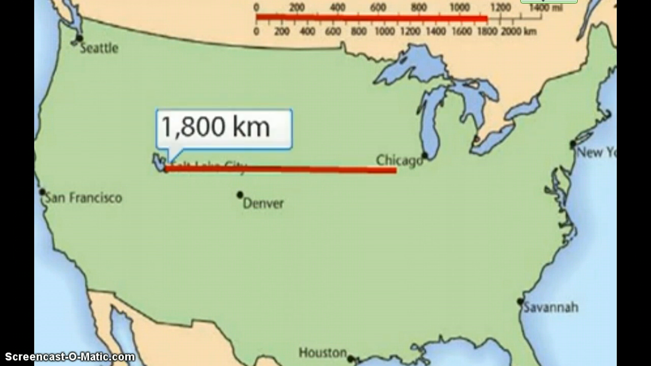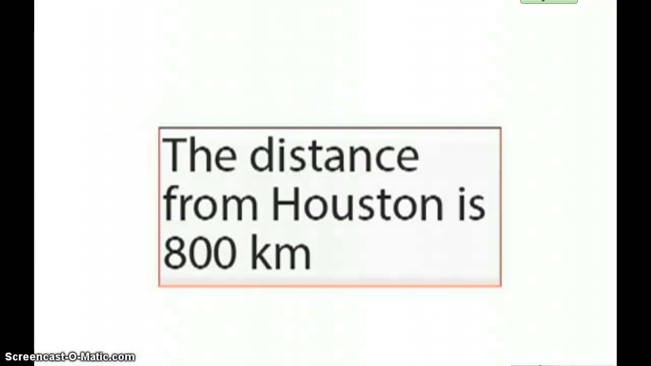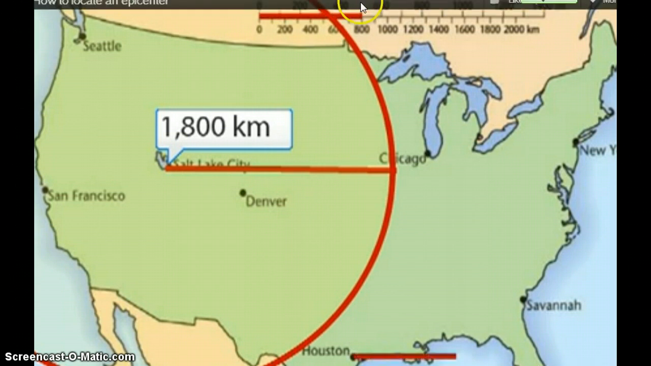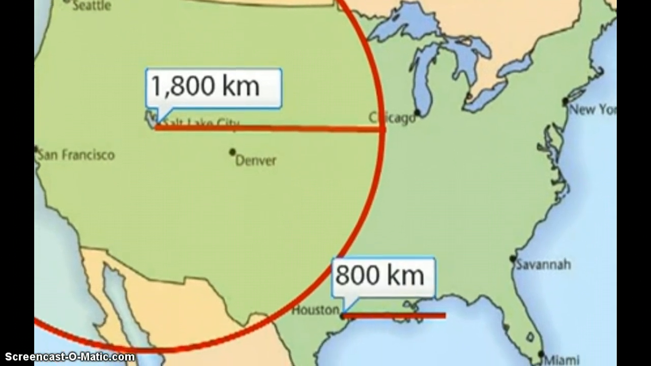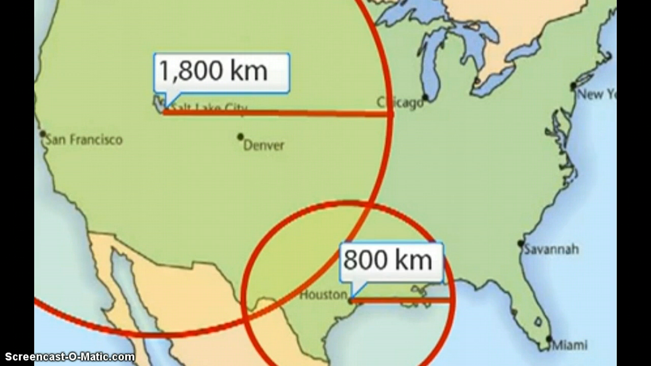I've labeled it. Now, if I were to draw a circle around Salt Lake City that's exactly 1,800 kilometers in radius, like I've just done there, then anywhere on that circle we could have had the earthquake. We don't know where, but anywhere on that circle we could have had it. Okay, once again, I measure out 800 kilometers up here on the scale. I measure that same distance from Houston. There's 800 kilometers. I draw the circle, and as you can see, this circle intersects in 2 spots. Now we've narrowed down how many places the earthquake could be to one of these 2 spots.